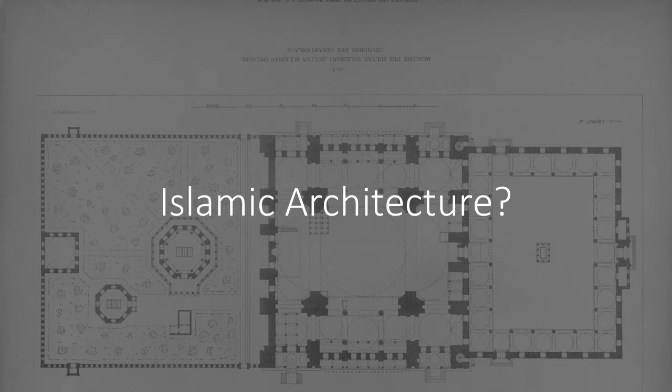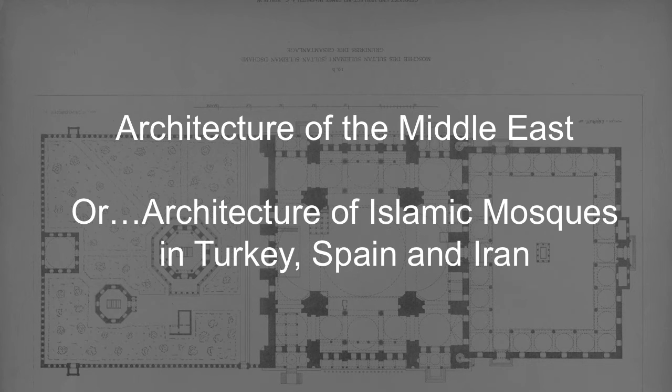Sometimes the works in the region we're discussing were created for patrons of other belief systems. Sometimes the architecture we're looking at is designated to be outside religious spheres of influence altogether. So how can we designate what we're talking about without making things even more confusing and inaccurate? To be more precise, though certainly not precise enough, we might instead say the architecture of the Middle East, or the architecture of Islamic mosques in Turkey, Spain, and Iran.